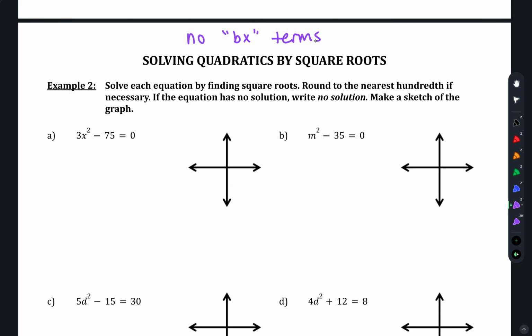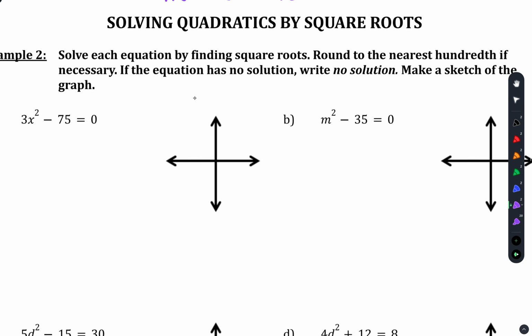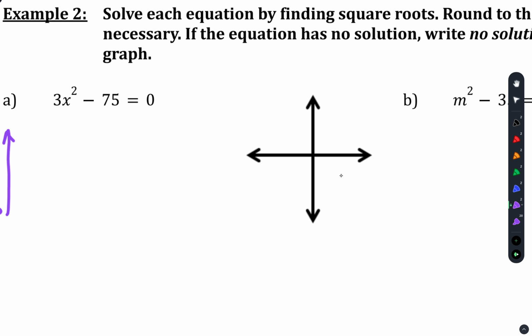This whole page, no bx terms. To solve, it's very straightforward. We're going to isolate the variable, get it by itself on one side, and to do that, we're going to use reverse PEMDAS, so reverse order of operations, starting with addition and subtraction and working our way backwards, right? Like the railroad method, we've done this many times before.